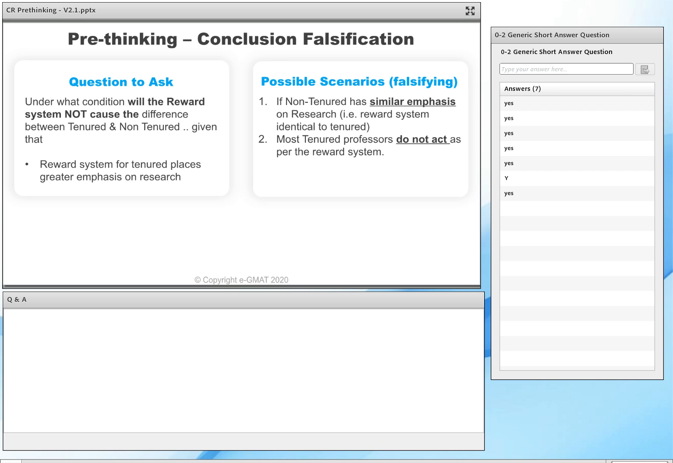So, what are some of the circumstances in which you can't blame the reward system? Okay, it's over here again. So remember, an assumption is built around an area where the conclusion breaks down. So, what question should you ask? The question that you're asking is, under what conditions can you not blame the reward system? Or would the reward system not cause the difference that we see as per statement 1? Okay, that's all that we are asking. So in what scenarios can you not blame the reward system? If non-tenured faculty has an identical reward system, then you can't blame the reward system, right? If both entities have the same reward system, then you can't blame that.